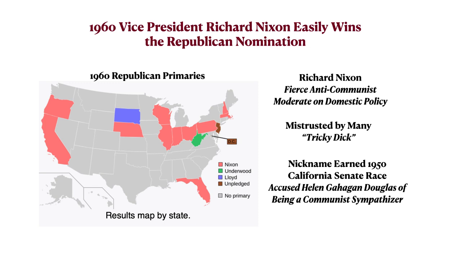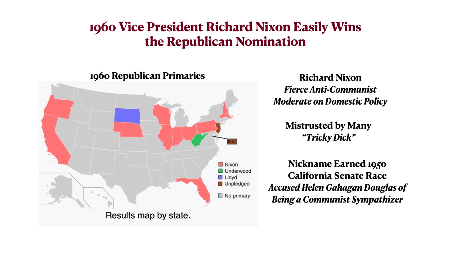On the Republican side, the vice president under Dwight Eisenhower, Richard Nixon, easily wins the nomination. You could see he did very well in primary elections, winning most of them. His strategy was essentially to be a fierce anti-communist in the international arena, but in the domestic arena, somewhat similar to Eisenhower in pursuing a more moderate policy. He was deeply distrusted by many and had already earned the nickname Tricky Dick.